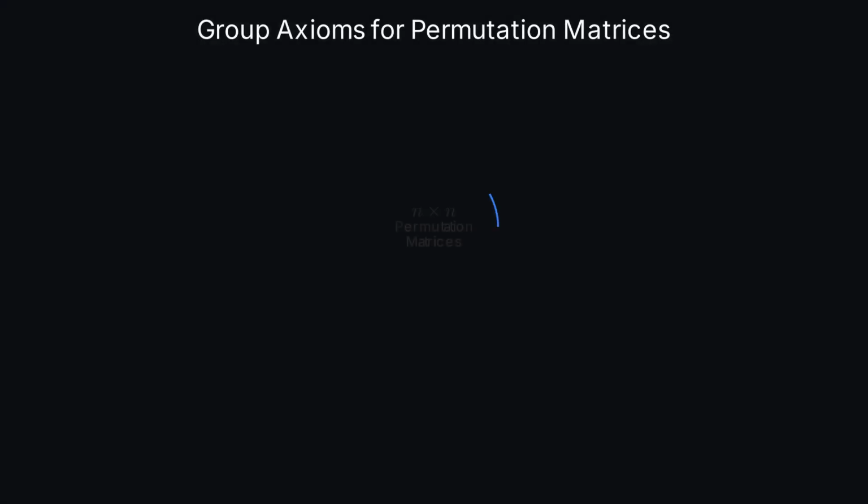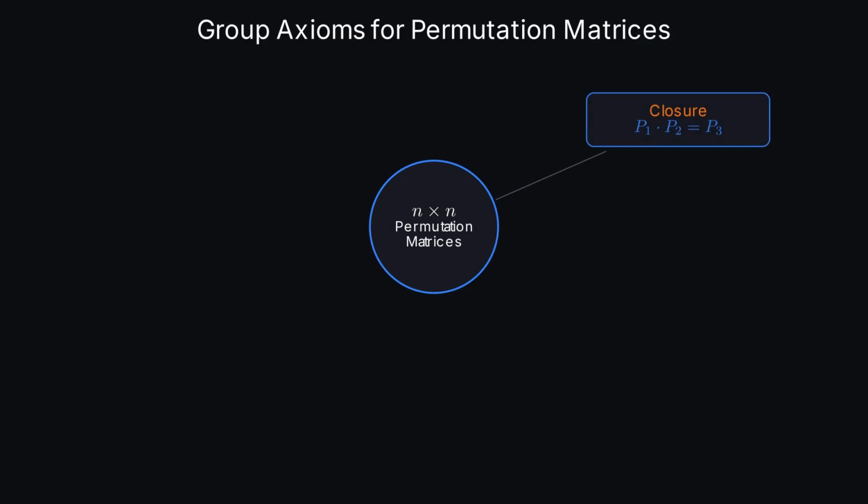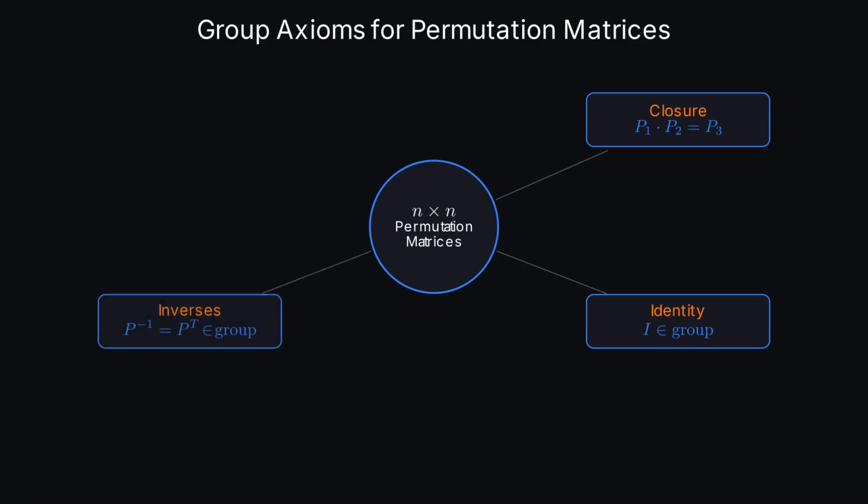The n by n permutation matrices satisfy all four group axioms. Let's check them one at a time. First, closure. The product of two permutation matrices is itself a permutation matrix. If you rearrange rows and then rearrange rows again, the result is just another rearrangement. Second, identity. The identity matrix I belongs to the family. It's the permutation that leaves all rows in place.